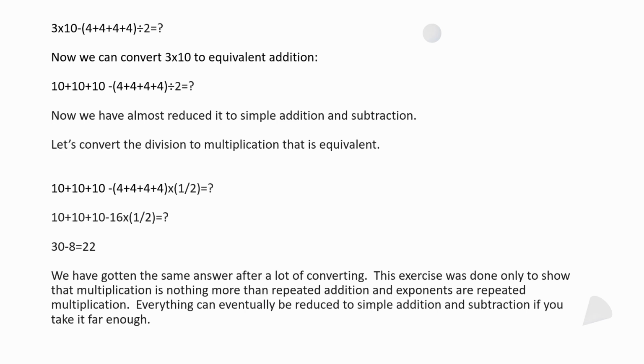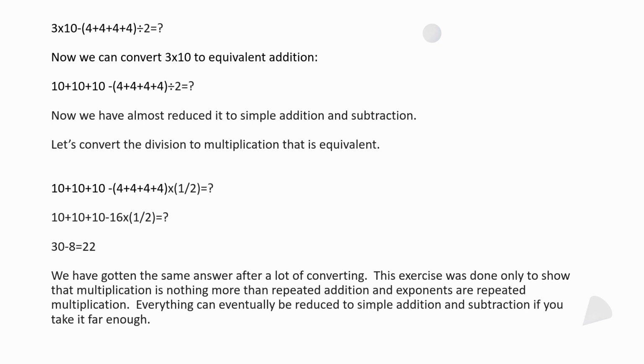And this exercise was done only to show that multiplication is nothing more than repeated addition, and exponents are repeated multiplication. Everything can eventually be reduced down to simple addition and subtraction if you take it far enough. Now, this problem might not look practical, but there are other ones that really are much more practical. You have situations where you might say, hey, I bought 3 iced teas for $2 and 5 hamburgers for $6. 3 times 2 plus what, 5 times 6, whatever I just said, equals some number.